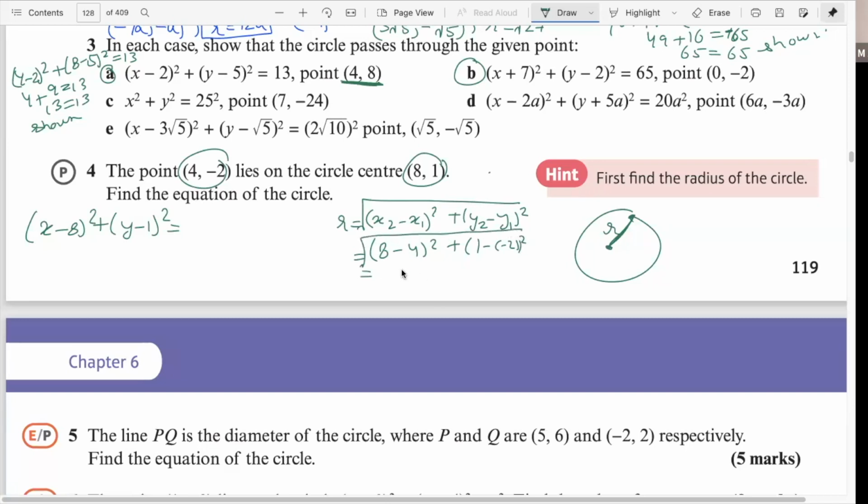8 minus 4 is 4. 4 squared is 16. 3 squared is 9. And that is square root 25, which is 5. So the radius is 5. I can write 5 squared. And this is the equation of the circle. Any issues in this?